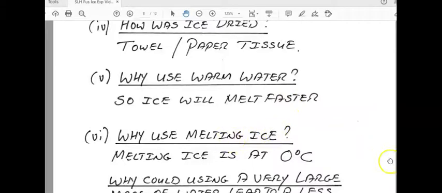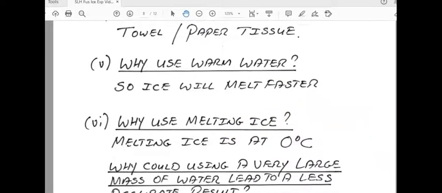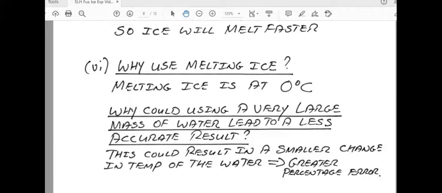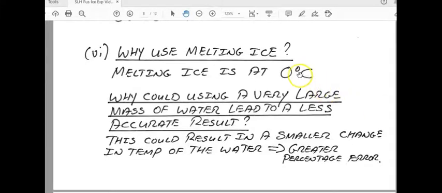Why did the student use melting ice? That is very simple. Melting ice is at 0 degrees Celsius by definition, and we need to know the temperature of the ice.